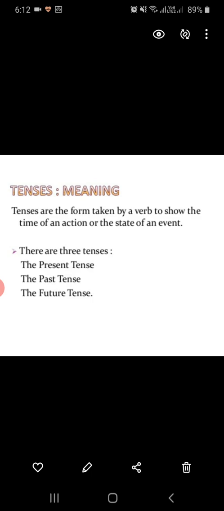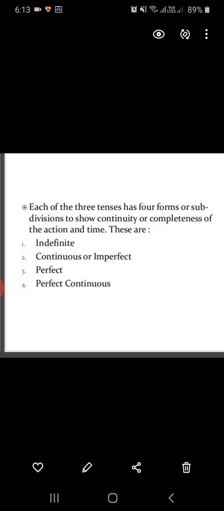Tenses are the form taken by a verb to show the time of an action or the state of an event. There are three tenses: the present tense, the past tense, and the future tense. Each of the three tenses has four forms or subdivisions to show continuity or completeness of the action and time. These are indefinite, continuous or imperfect, perfect, and the last is perfect continuous.